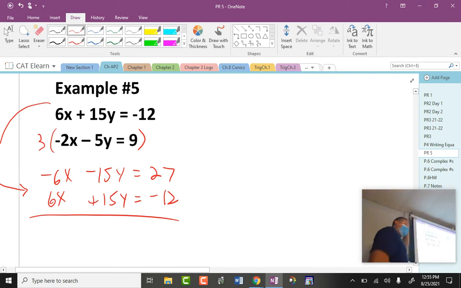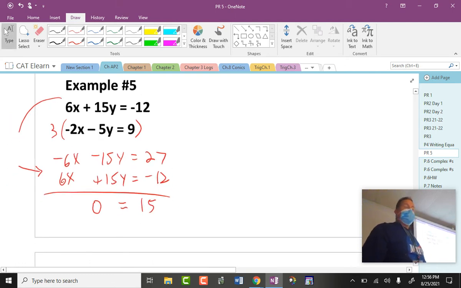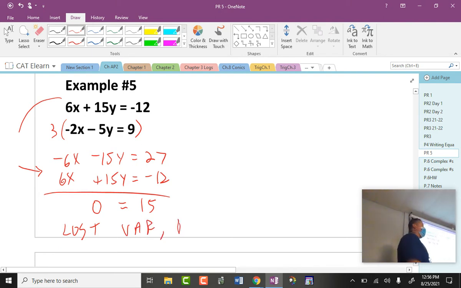What happens, everybody? Not only did the x's get eliminated, what else did? So did the y's. And you know what's going to happen on this? Exactly what happened when solving equations. You lost your variables, but what's left over is true or false. Is that true or false? Last hour said true. I'm like, wait, let's hold on a second. 0 equals 15, true or false? False. What did that mean for equation solving?